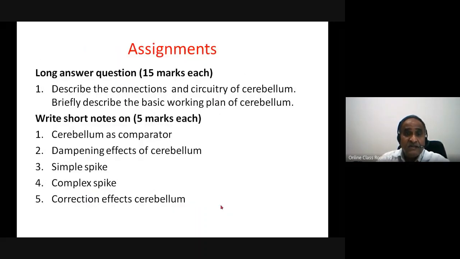Now, the assignments I'm giving: describe the connections and the circuitry of the cerebellum. I have given a large part here. Briefly describe the basic working plan of the cerebellum. I have mentioned it. Then write short notes on the cerebellum as a comparator, and the dampening effects of the cerebellum, how it dampens the actions, simple spike, complex spike, and correction effects of the cerebellum.